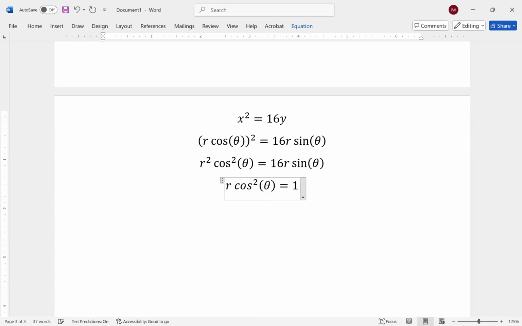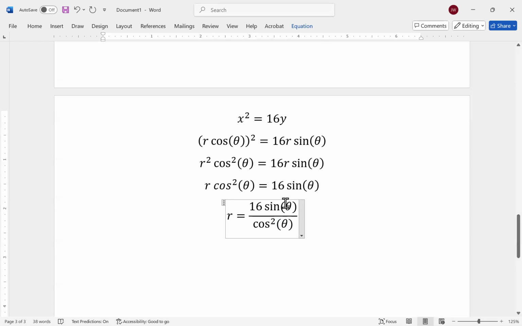is equal to 16 times sine of theta. And then when I divide both sides by cosine squared, what happens is I get r equals 16 times the sine of theta on top divided by cosine squared of theta on the bottom. There's a number of ways we can rewrite that. You can think of sine over cosine to the first as tangent, and then 1 over cosine as secant. So another way to write this, if you wanted, is r equals 16 tangent of theta multiplied times secant of theta.